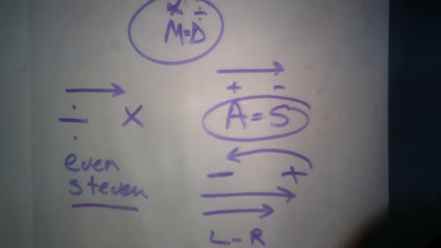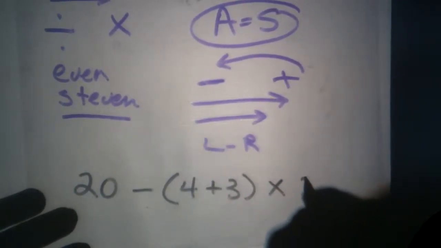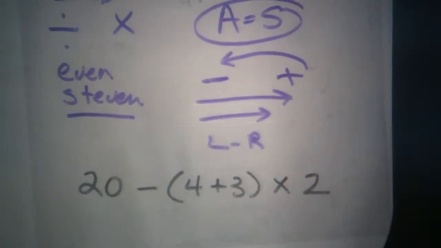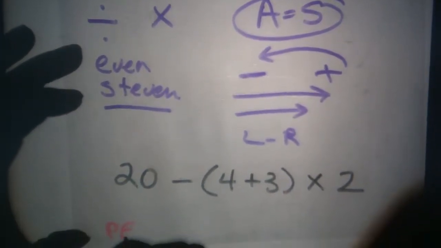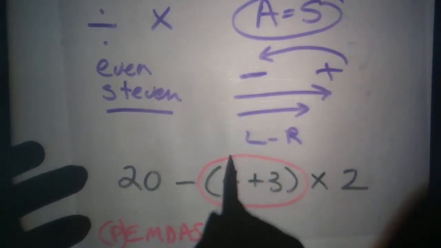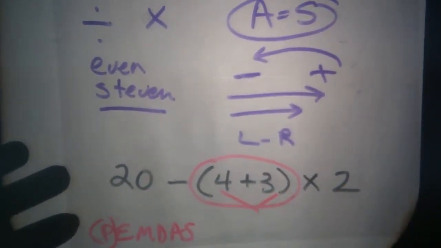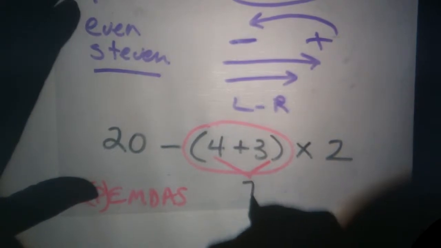So, if we had a problem, let's say 20 minus, let's see, (4 plus 3) times 2. What would we do first? What's the first thing we would do? Well, I do see that if I'm looking at PEMDAS, I see parentheses first. So this is what I'm going to do first, meaning whatever is inside the parentheses is the first thing I'm going to attack. So 4 plus 3, that gives me 7.